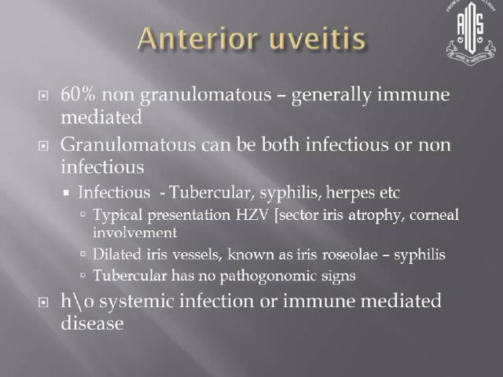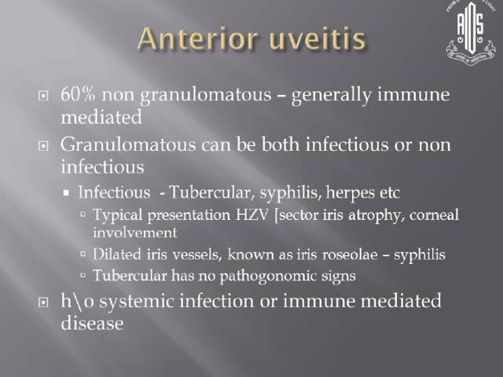We look at different forms of uveitis now. In anterior uveitis, around 60% of cases are non-granulomatous, and generally these are immune mediated. Granulomatous can be both infectious as well as non-infectious. The infectious causes of granulomatous anterior uveitis are tuberculosis, syphilis, herpes. Sometimes there is a typical presentation, like in herpes zoster where there is corneal involvement, or sometimes you see a sectoral iris atrophy. Syphilis as a cause of anterior uveitis can sometimes show iris roseata, which are dilated iris vessels, but tuberculosis, which is thought to be quite common in India, has no pathognomonic sign.